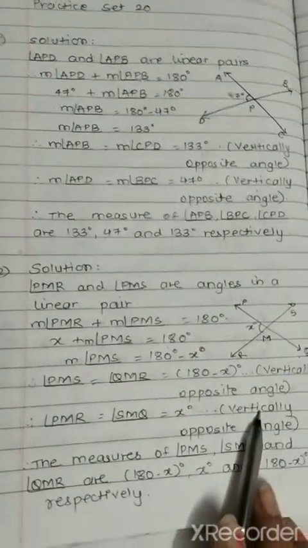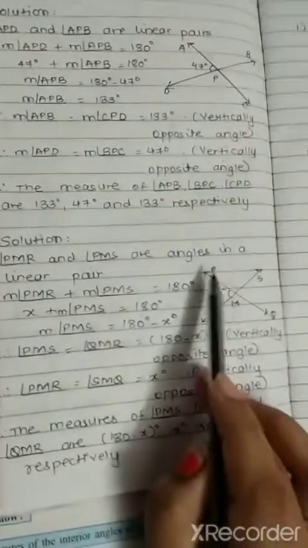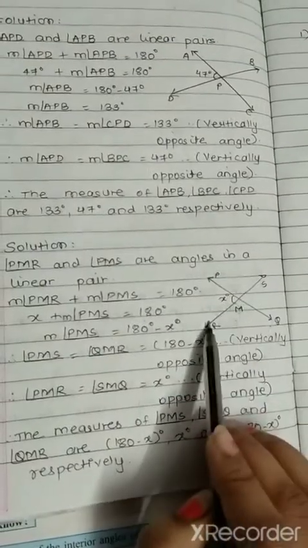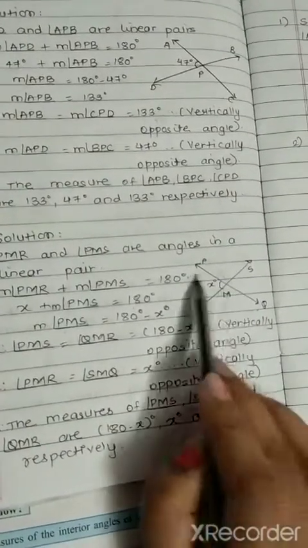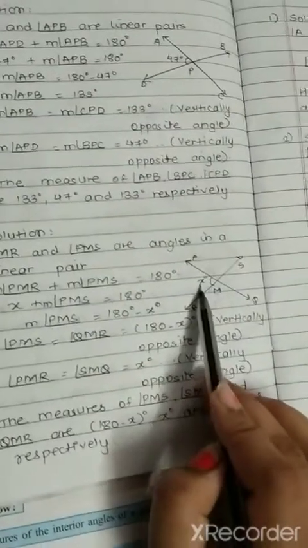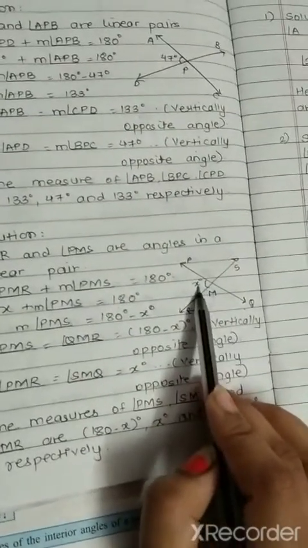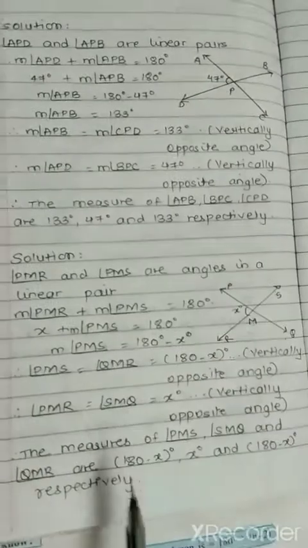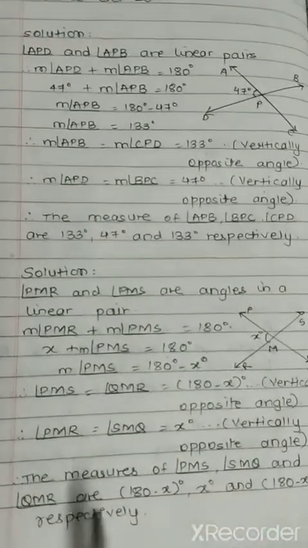Again the reason is vertically opposite angle, because this is a ray, this is a ray, this is a ray, these four rays are there, and the angle formed by the opposite rays of the arms of an angle is said to be an opposite angle or vertically opposite angle.